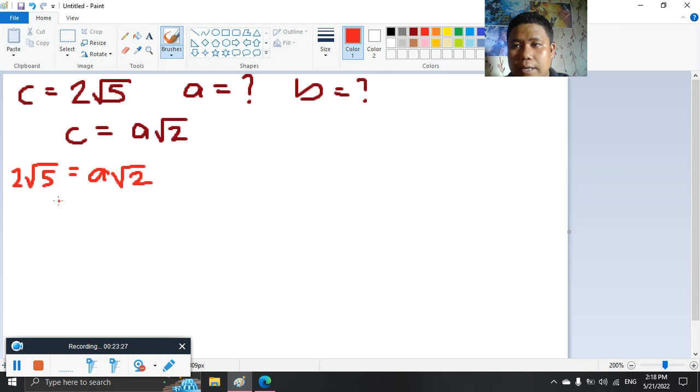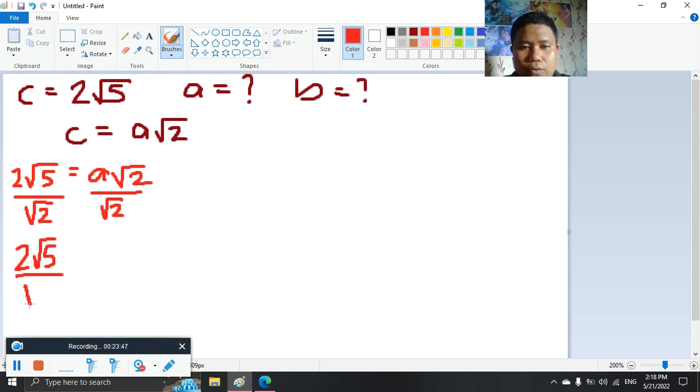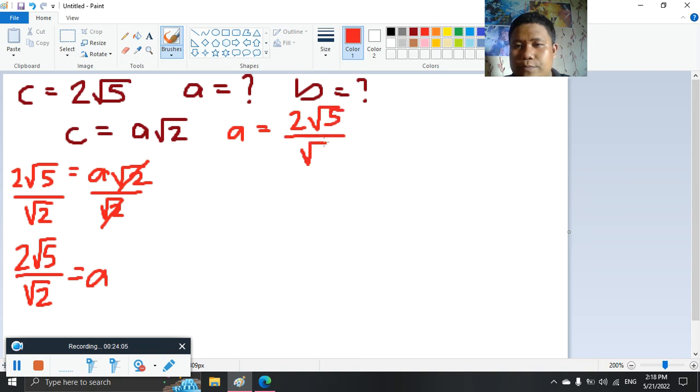Then, since we're looking for A, divide both sides by the square root of 2. So, i-divide na to, diri pod, square root of 2 pod. So, 2 the square root of 5 over the square root of 2 equals, kana siya, cancelled out na siya, A. Then, interchange na to. So, this is A equals 2 the square root of 5 all over the square root of 2.